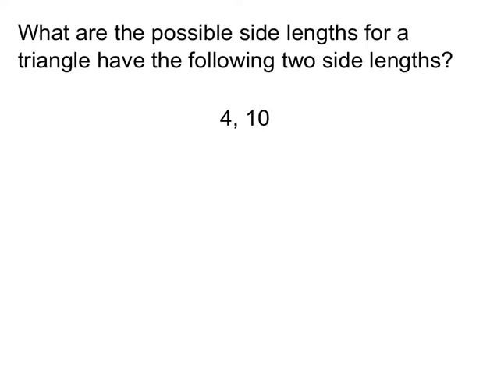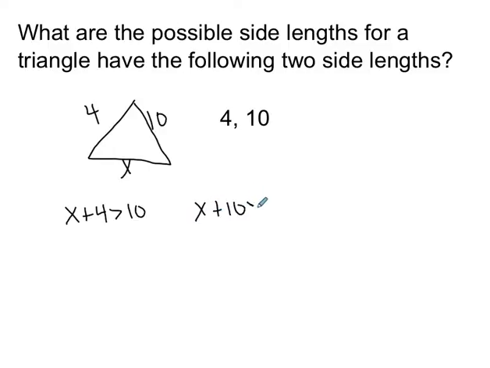Now I'd like to know the possible side lengths for a triangle that has the following two side lengths. I have 4 and 10. Now the first thing I like to do is draw myself a picture. So I know that the sum of my two side lengths has to be greater than the third no matter what. X plus 4 has to be greater than 10. I know that x plus 10 has to be greater than 4. And I know that 4 plus 10 has to be greater than x.